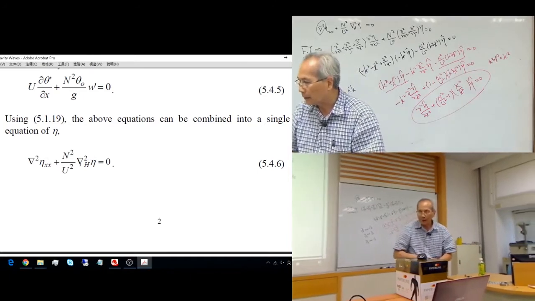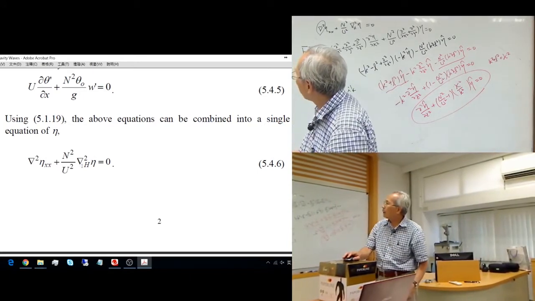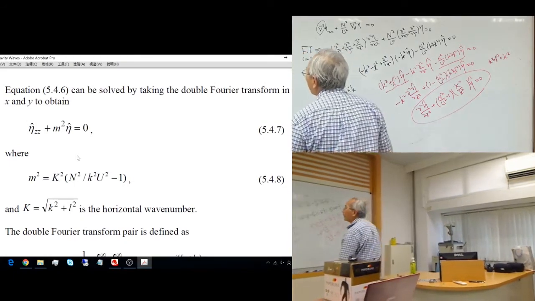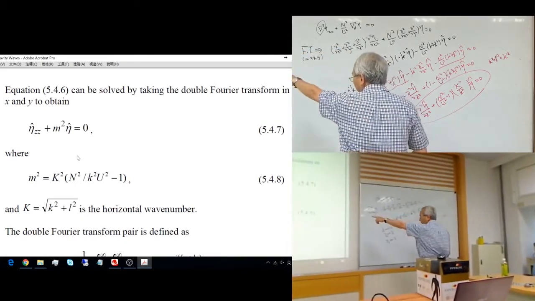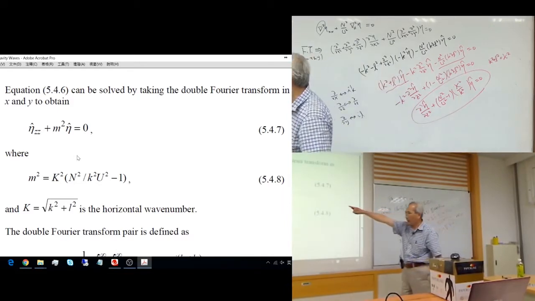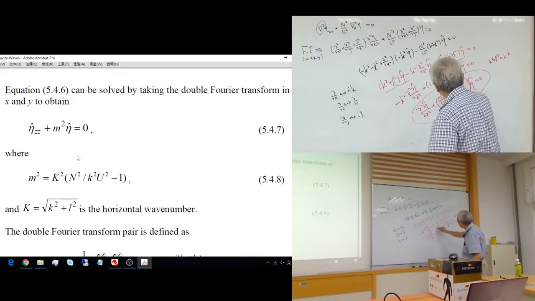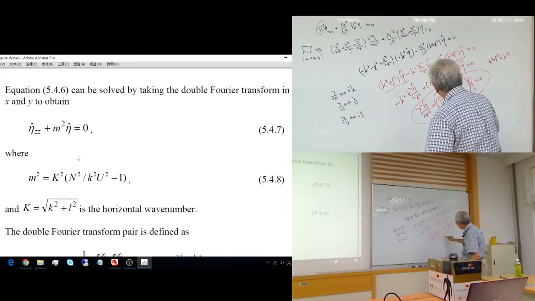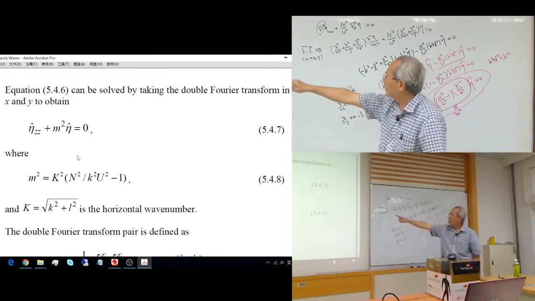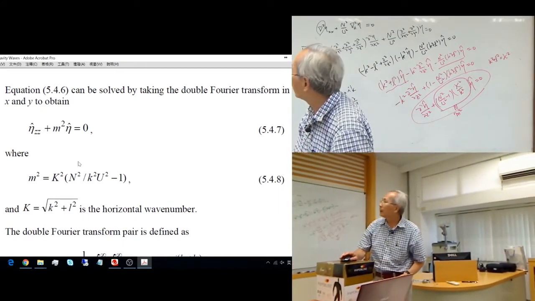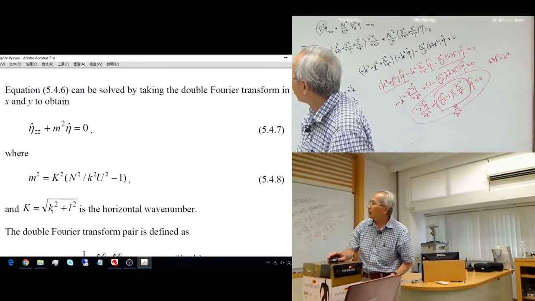And then you can solve the problem. Or you can just write it that way, this part we can write as m squared. Okay, and then you can write that way. That capital K is the horizontal wave number.